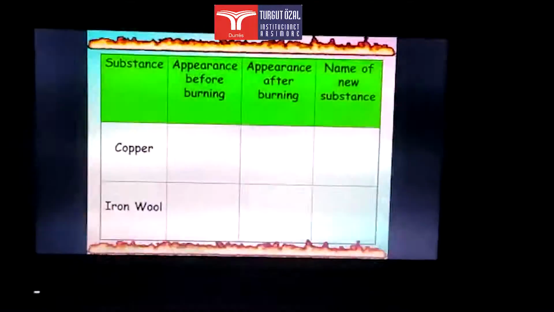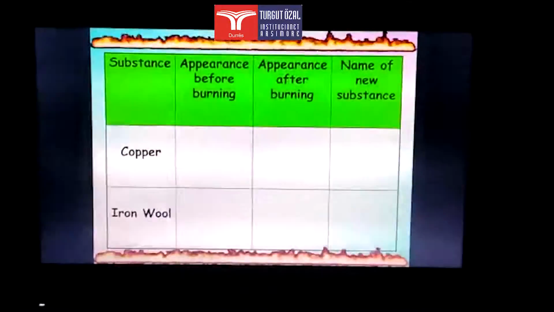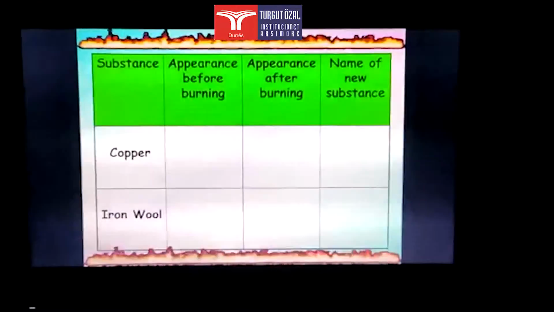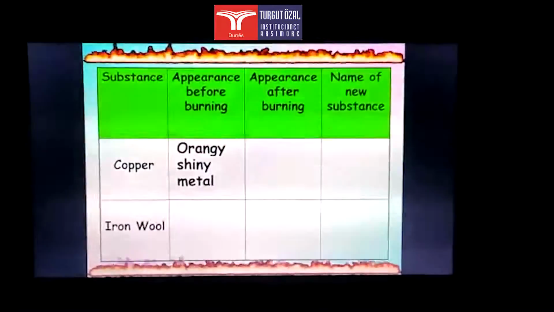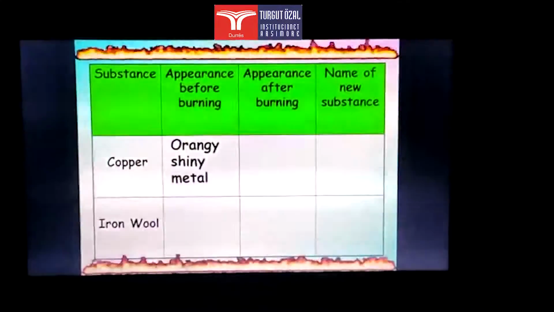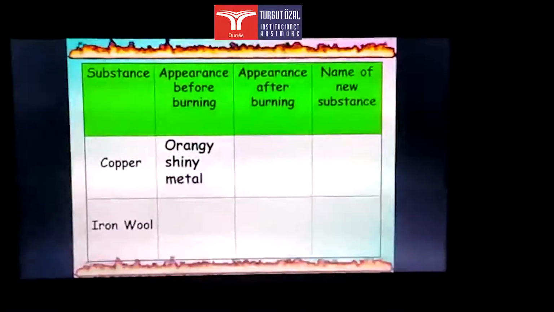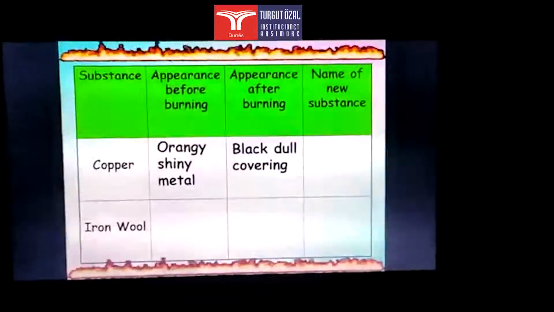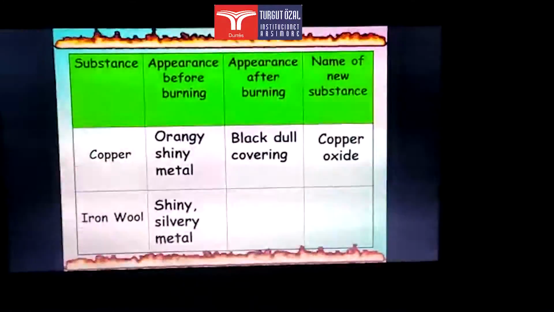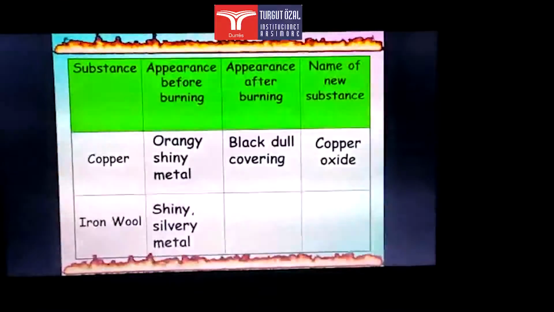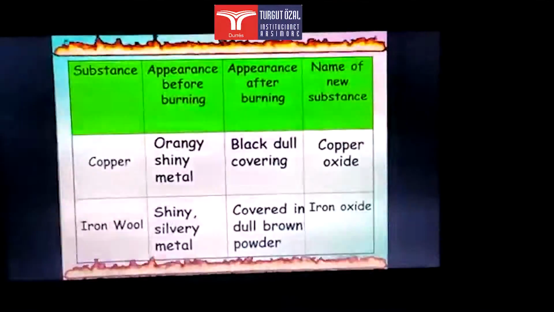Now, here we have a table. We have the substance, copper and iron wool, appearance before burning, appearance after burning, and name of the new substance. For copper, before burning, originally it's a shiny, orangey metal. After burning, it becomes a black dull covering. We have copper oxide. For iron wool, shiny silvery metal. After, covered in dull brown powder. It is iron oxide.